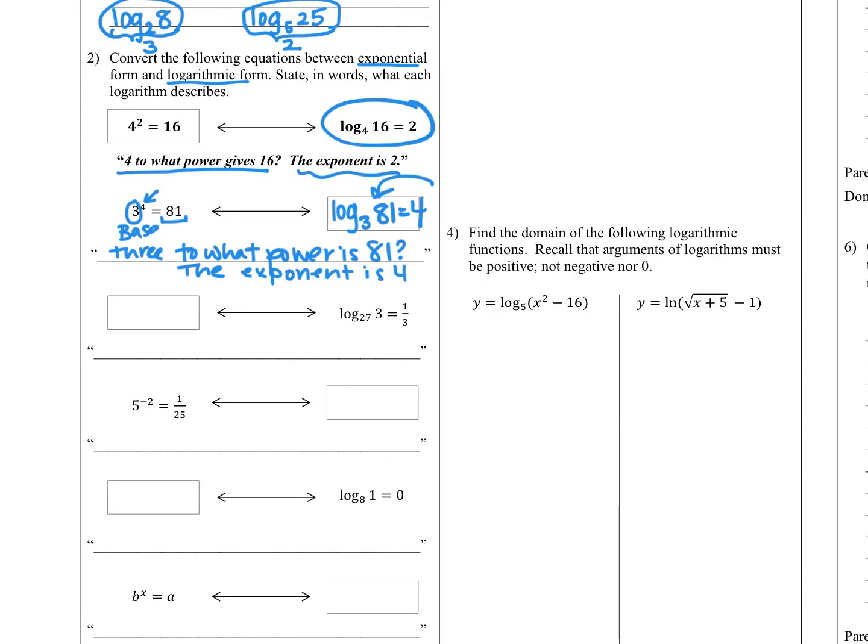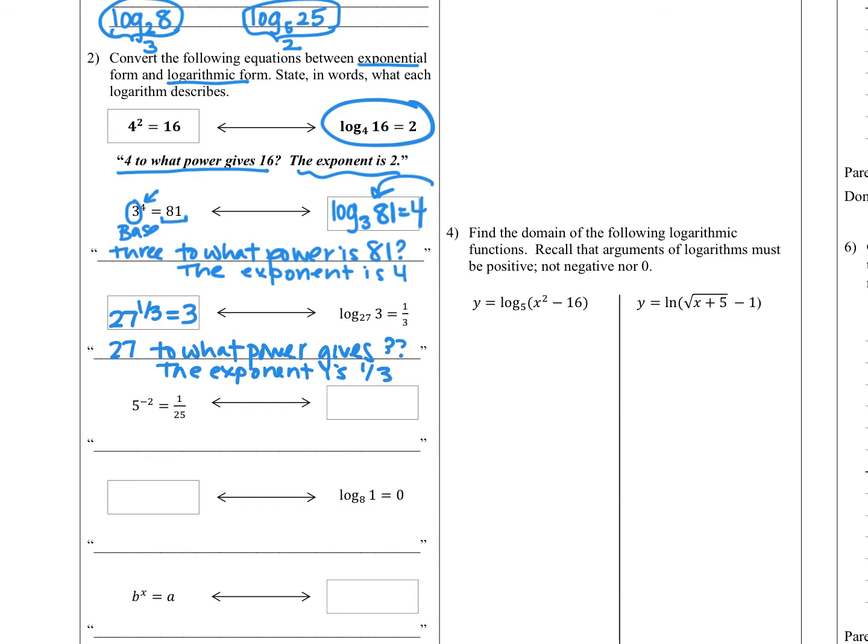All right, log base 27 of 3 is equal to 1/3. So again, we're saying 27 to what power gives 3? And that power or that exponent is 1/3. So we're saying 27 to that 1/3 power will equal 3. And again, reminder that 1/3 is the cubed root.